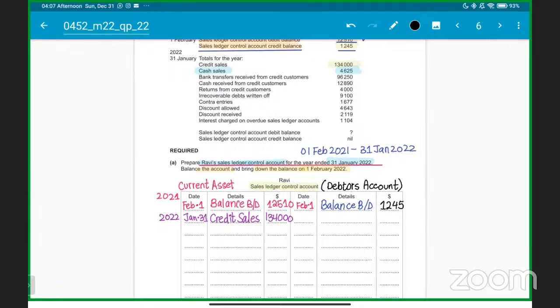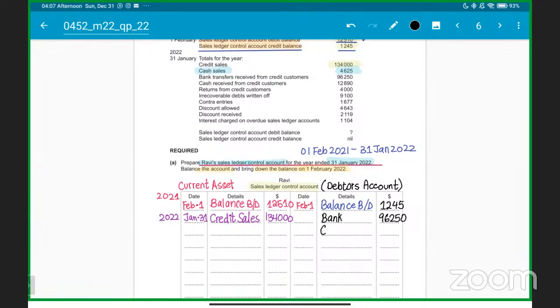If money is received in the bank, the bank will be debited. Similarly, if money is received in cash, cash will be debited. So the customer's account, the debtor's account, the total debtors account, will be credited. So you will say that, sir, 96,250 is received using bank transfers.